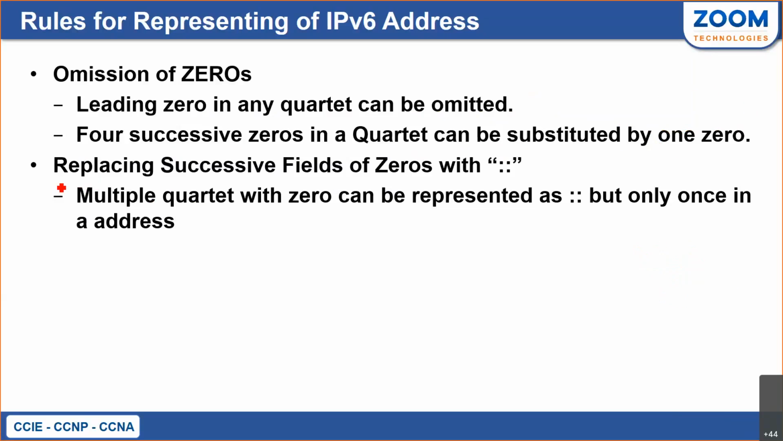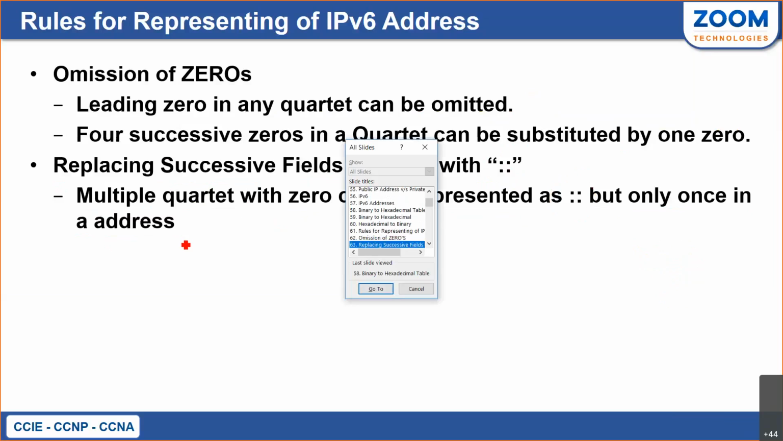Replacing successive fields of zeros with a double colon: multiple quartets of zeros can be represented as a double colon, but only once in an address. Clear? Right. Now let's see examples.